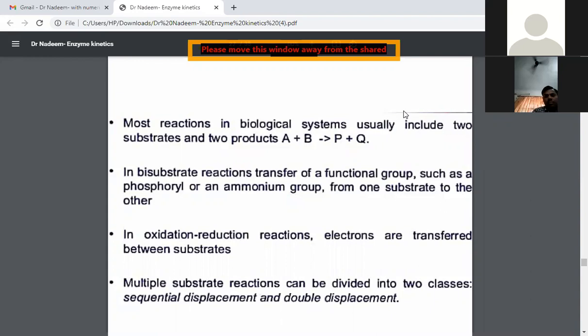One of the substrates, ATP, transfers a phosphate group to glucose, so glucose becomes glucose 6-phosphate. Another product is ADP. ATP will change into ADP because of loss of one phosphate group.